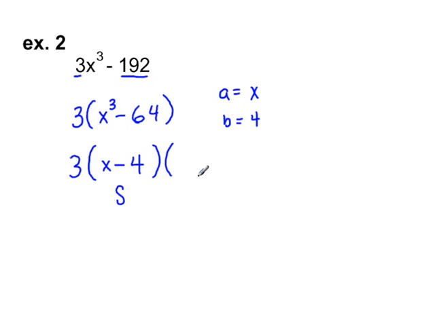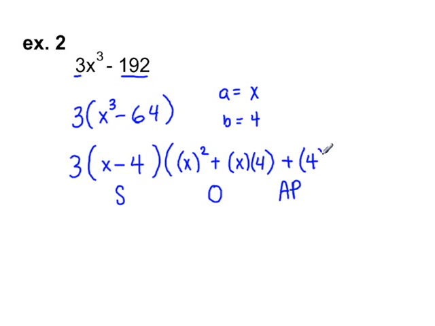Okay. The trinomial, the next thing we have is A squared. So we're going to take x and square it. The next sign, O, would be opposite. So the opposite of minus is plus. And then we've got A times B, x times 4. Our last sign is always positive, so we'll write plus, and then we've got B squared, which is 4 squared.